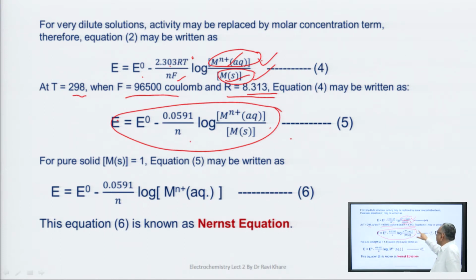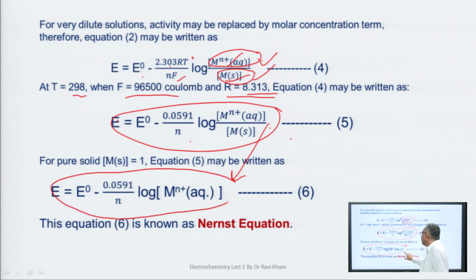Therefore, this equation is reduced to this form: E is equal to E 0 minus 0.0591 upon n log of metal ion concentration. This equation is called the Nernst equation. This is the desired equation which we were deriving. This equation is known as the Nernst equation.